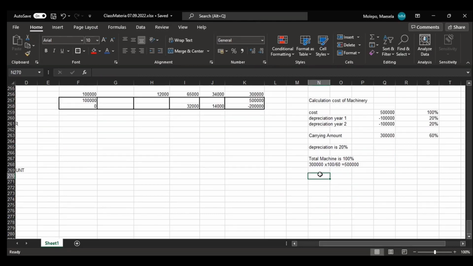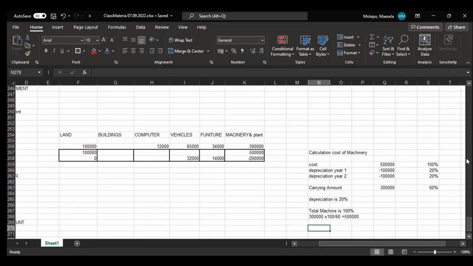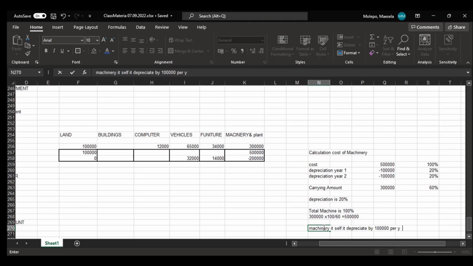Now let's continue further. We set a depreciation per year for this machinery. Remember here they say machinery and plant, but now we are only focusing on the machinery itself, without the plant. Are we happy? Okay. The machinery itself depreciates by 100,000 per year.